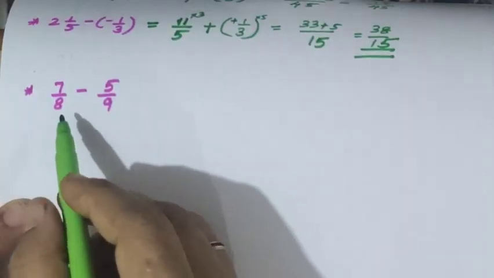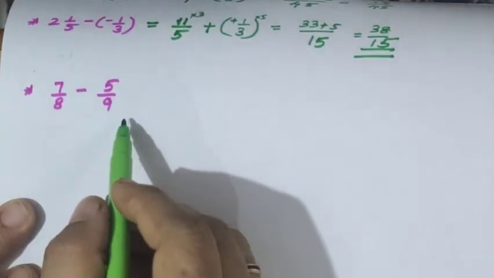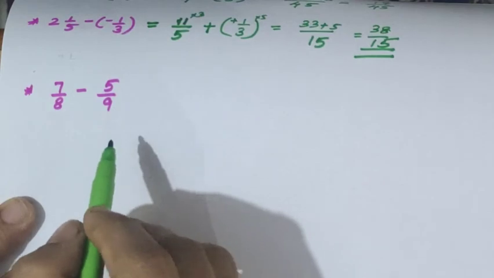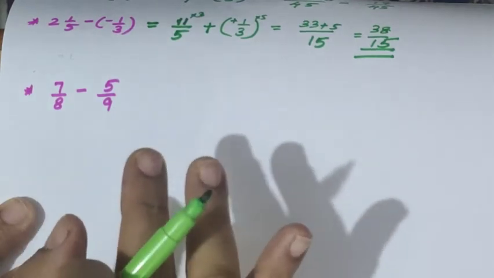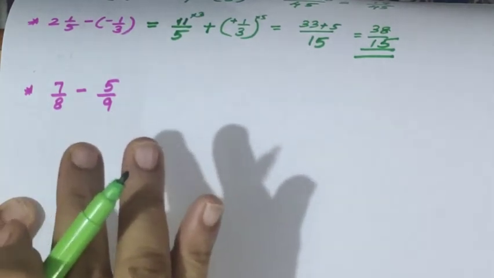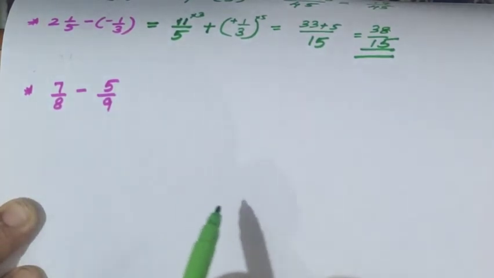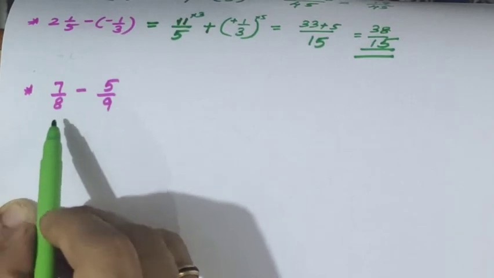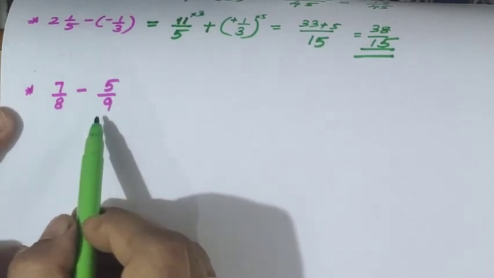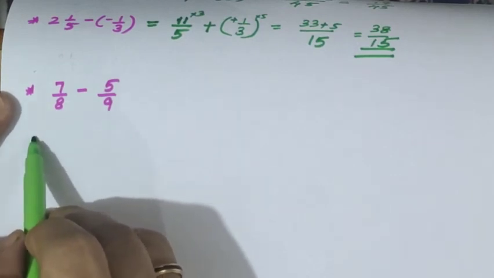Next question, 7 by 8 minus 5 by 9. I am doing this question only for understanding the concept. You already know how to do the simplification and all. You have learned this concept in both the integers and fractions chapters. Now listen here: in fractions, that many negative values will not come. So here I'll explain once again.